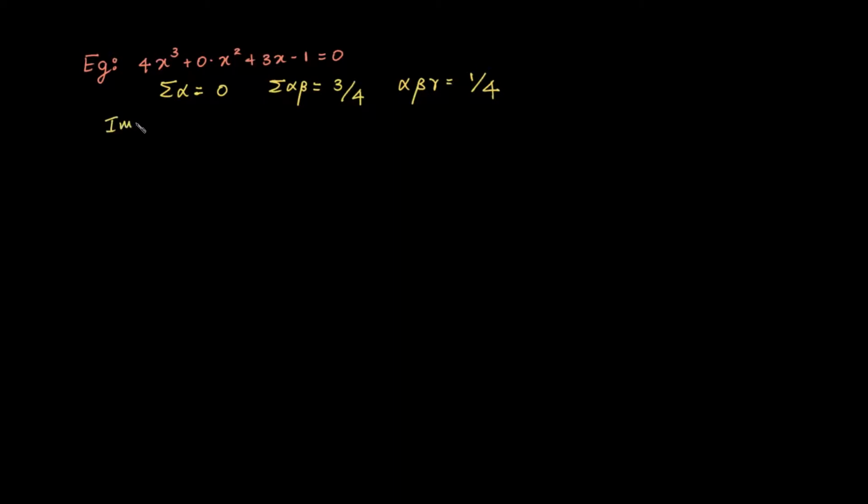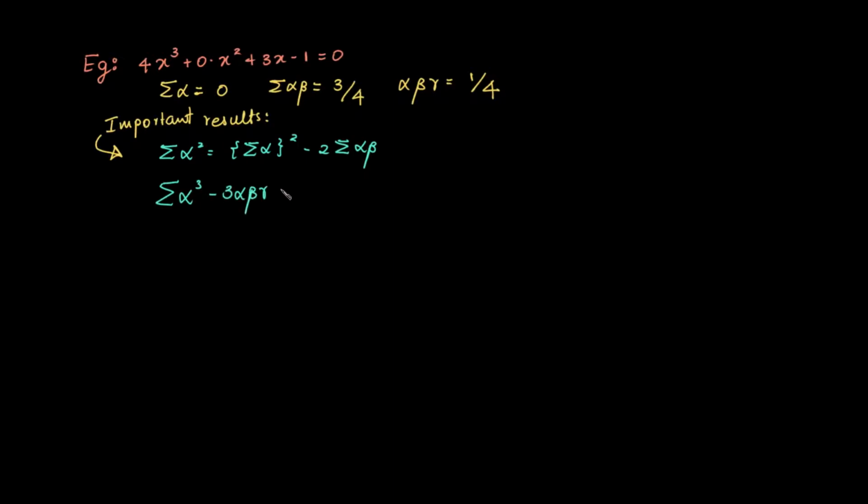Alright, now let's look at some important results that you need to know when answering questions. The first one is the sum of the squares of the roots. So that is sigma alpha squared is equal to sigma alpha whole thing squared minus 2 times sigma alpha beta. And now we must know this. The other one that we must know is the sum of the cubes of the roots, that is sigma alpha cubed minus 3 alpha beta gamma is equal to sigma alpha into sigma alpha squared minus sigma alpha beta.